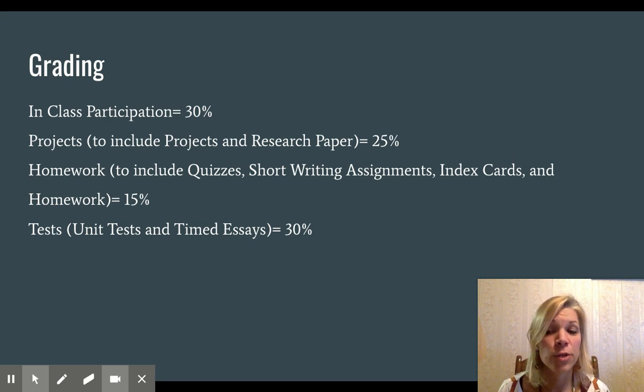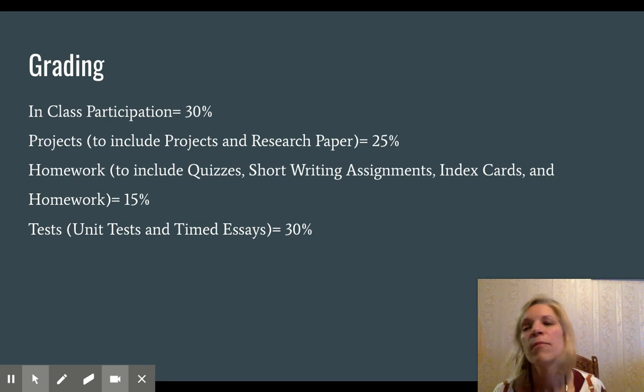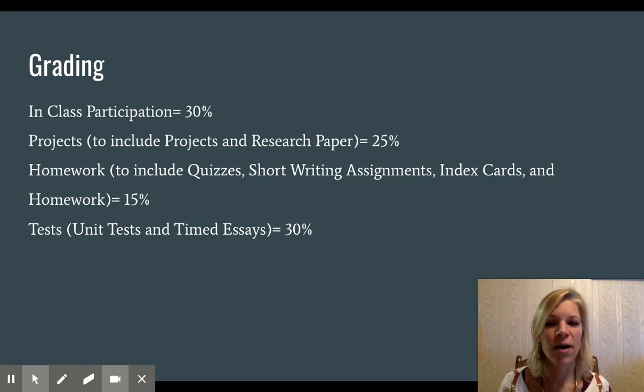And then the last 30% are based on their tests. They're going to have unit tests that I'm going to modify a little bit this year. It'll be multiple choice, short free response, and then they'll also have timed essays. 30-minute timed essays, and they're going to have their first one on Wednesday. So, Wednesday of this week, September 23rd. So we'll see how that goes. And that'll kind of be a pre-assessment for me so I can see how much they understand and how well they write, and we can move forward from there.